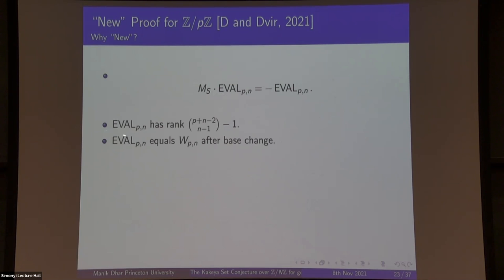It also turns out that eval is actually the matrix WP comma N after base change. The way to see this is the indicator vector of a hyperplane is just the equation of the hyperplane raised to P minus one, which is a P minus one degree polynomial. And if you just take the linear combination of these things, you can basically generate all monomials of degree P minus one.